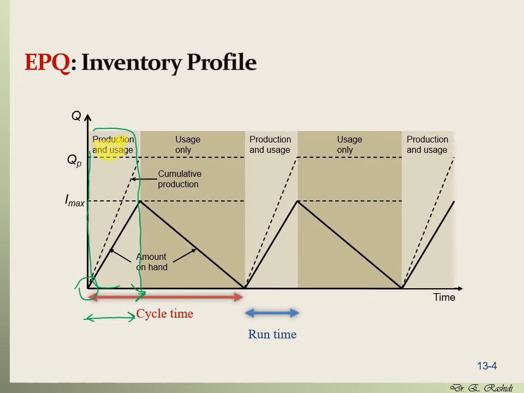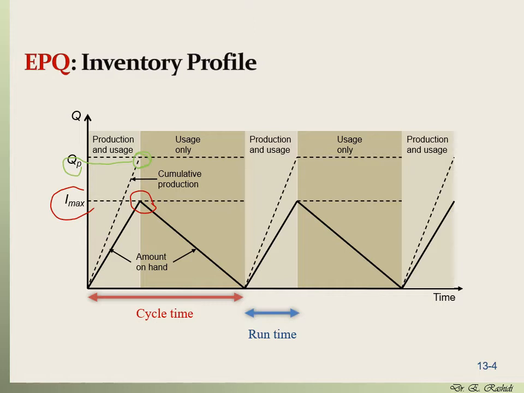Production and usage both. So what happens is you produce and you also supply to the market. And if you don't consider the usage, or if you want to actually see how much you produce, that is QP. So you produce QP here. If there was no consumption, the level that you put the inventory would be QP here. But because there is a constant usage, the maximum level of inventory is going to be Imax. I stands for inventory level. So the maximum level of inventory is Imax.